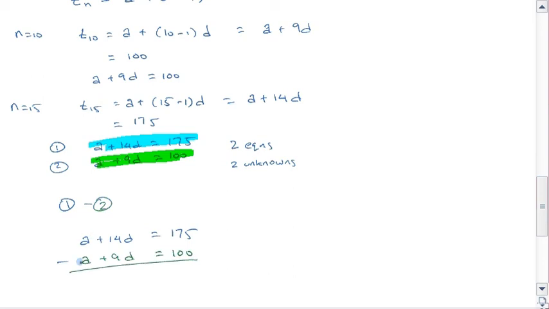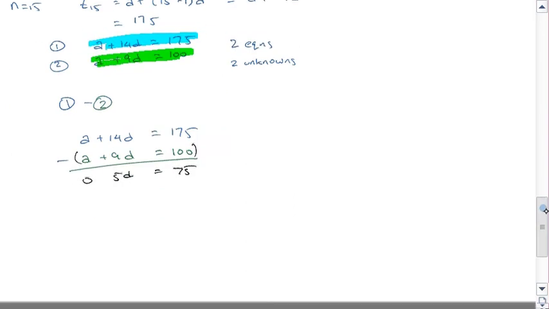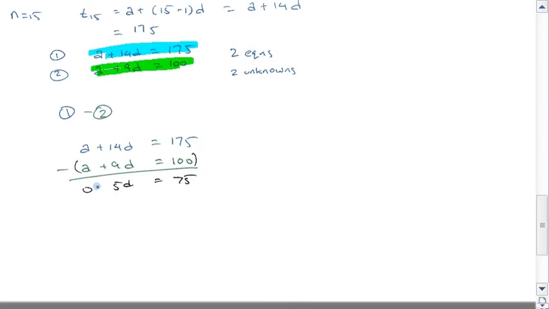So I should put brackets around this. So a minus a is 0. 14d minus 9d is 5d. And 175 minus 100 is 75. So that gives us a nice little equation that we can solve now, right? So I can divide both sides by 5 to give me d is equal to 75 divided by 5, which is 15.